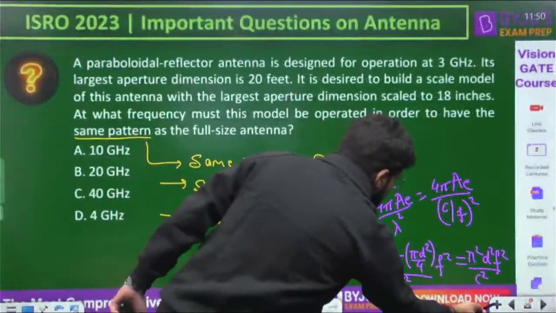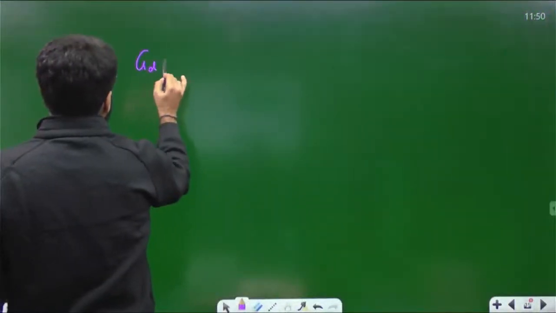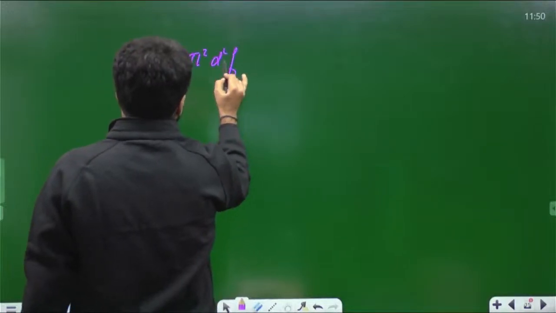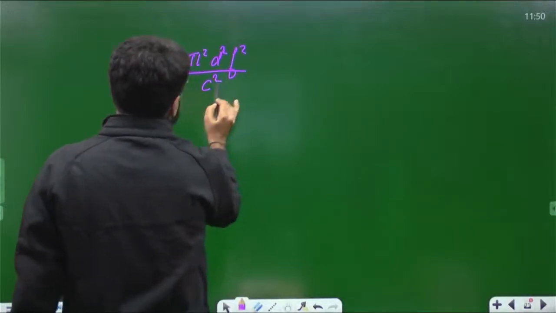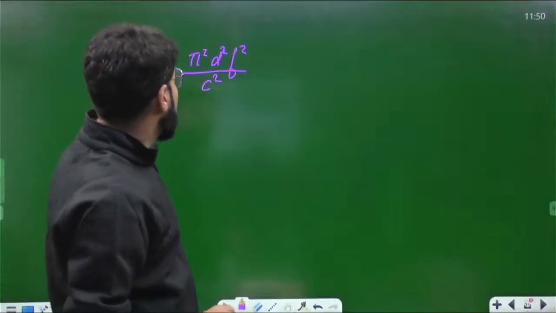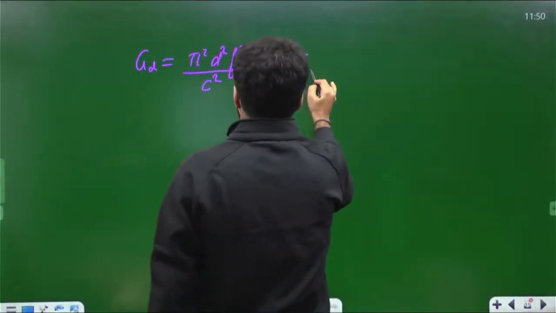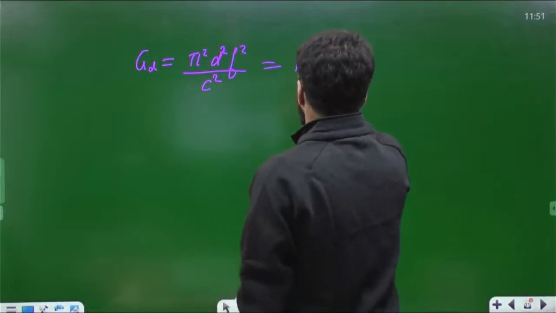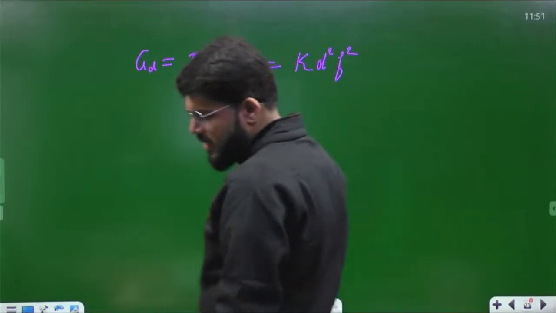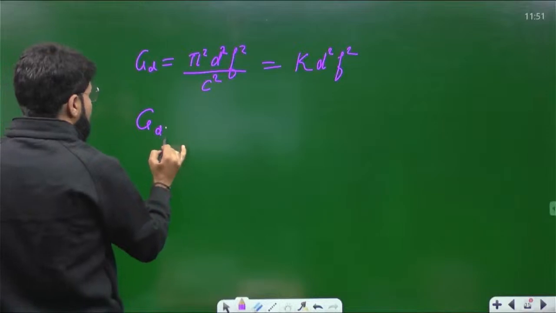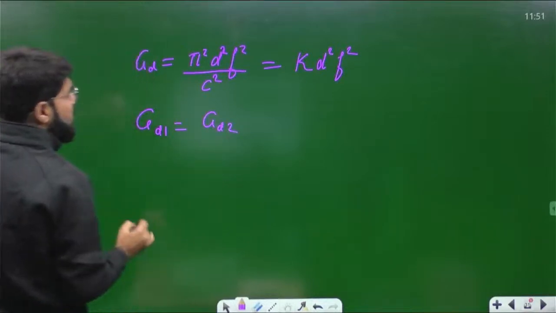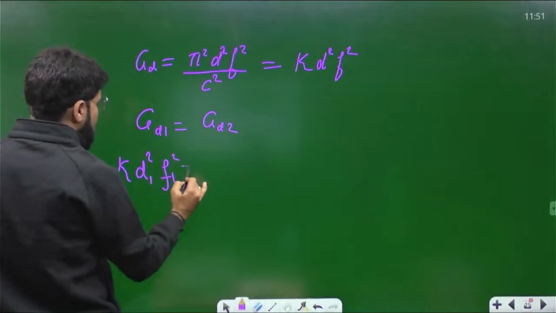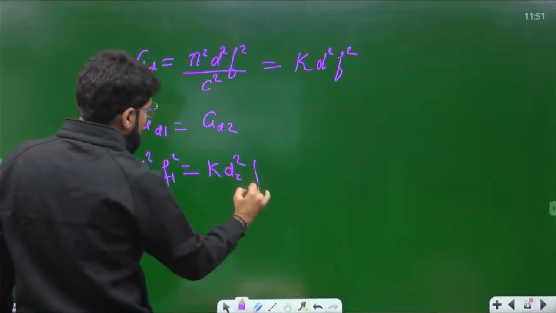What is the GD turning out to be? You have pi square D square F square upon C square, and that can be written as a constant. Pi square by C square, at least that part is constant, leaving D square F square. Now you want the same directive gain, GD1 to be equal to GD2. So that means K D1 square F1 square should equal K D2 square F2 square.